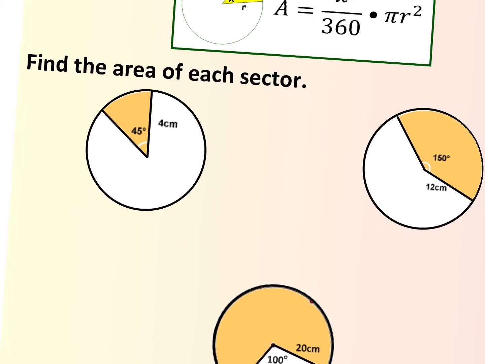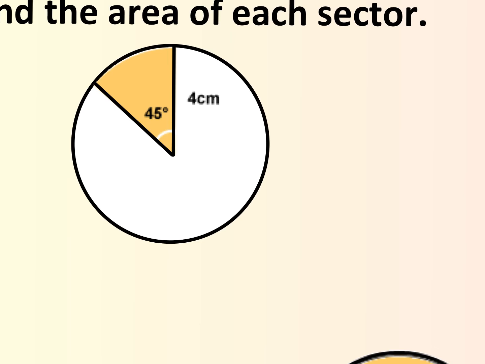So we'll zoom in here and we'll try one. So for each problem, I want you to write out the formula. So you have area equals x over 360 times pi r squared. So your angle measure for the shaded region, the shaded area, is 45 degrees. Right? That's going to be your x. Your radius, remember, is from the center of your circle to the edge. So that's r.